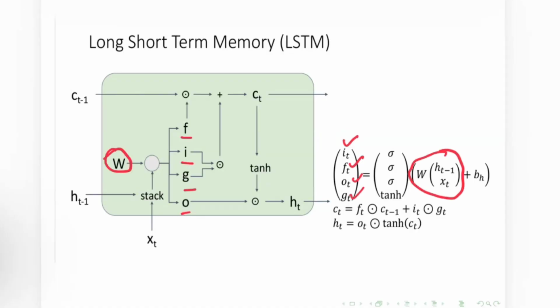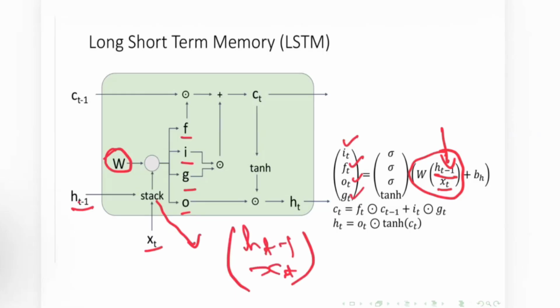So we have W here. This is the fully connected layer. And then we'll take HT minus 1 and XT. We'll stack these two things. So this stack part will give you HT minus 1 and XT. And then W is getting multiplied here.